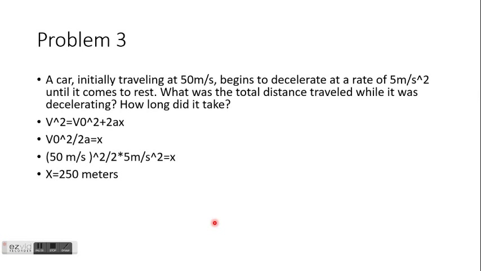So, okay. And then how long did it take? We know final velocity, we know initial velocity, we know acceleration, we don't know time, so we'd use v equals v naught plus at. v naught over acceleration is equal to time because v equals 0. And so 50 meters per second over 5 meters per second squared gives you 10 seconds for the duration. Pretty easy problem. Just have to know your formulas and apply them.